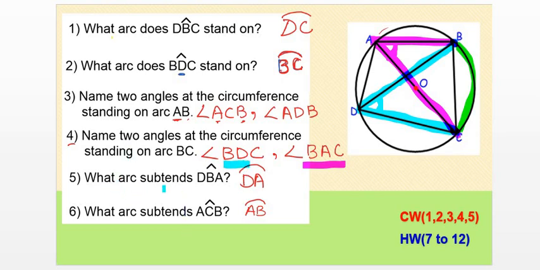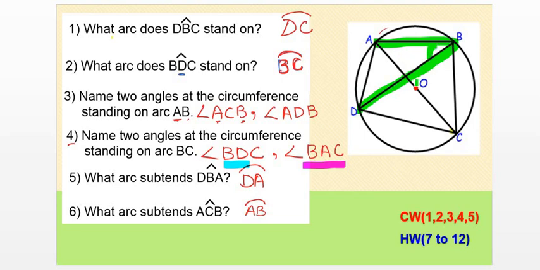Now, what arc subtends angle DBA? That means they want you to find the arc that has this angle DBA. So where is this angle DBA? Let me show you from here. Let's erase everything and see where DBA is. So D, B and A. So this is the angle they are talking about, this angle.